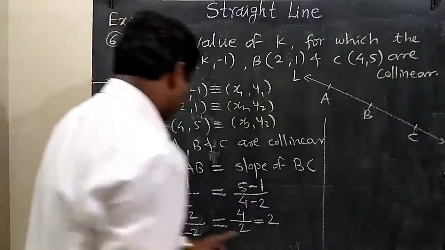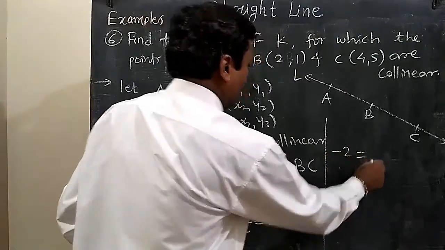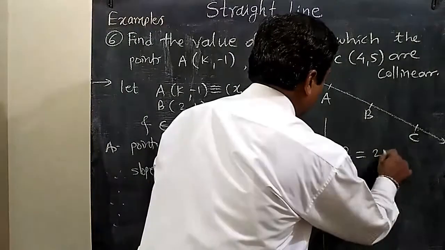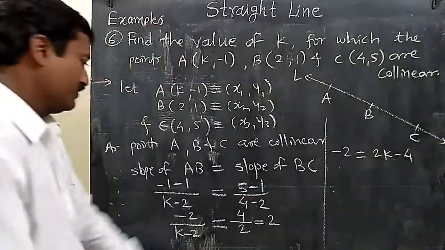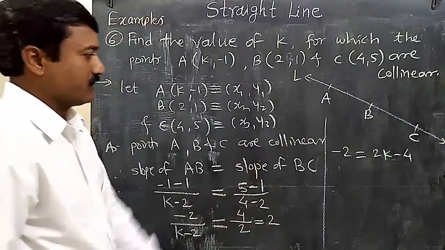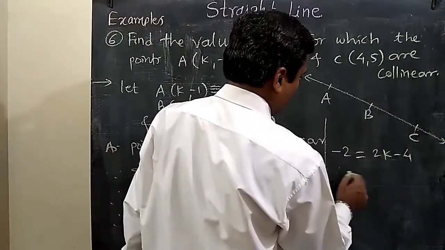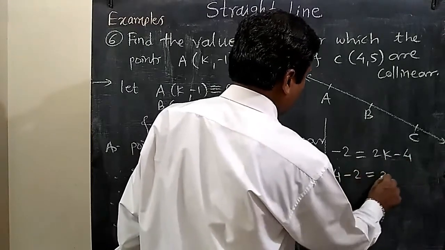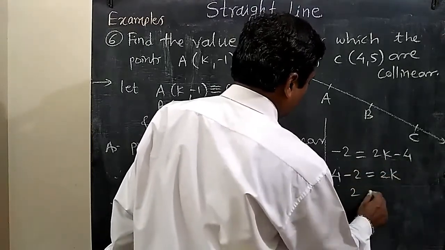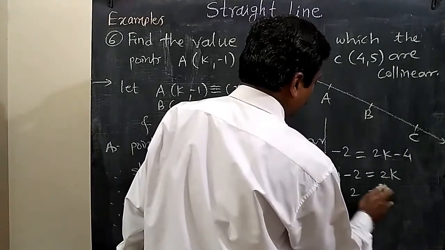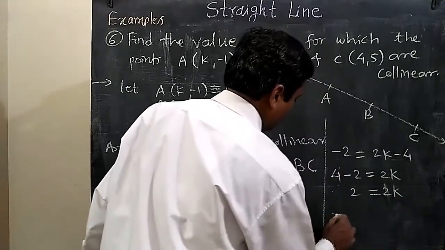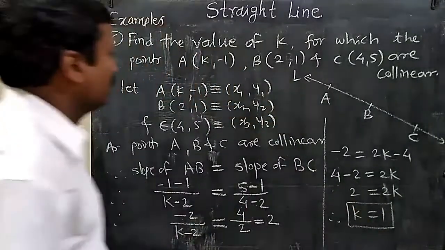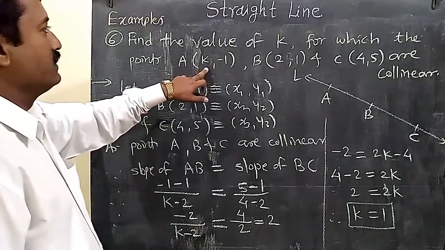So this gives us minus 2 equal to, multiplying this side by (k minus 2), (k minus 2) into 2, that is 2k minus 4. Take this minus 4 to the left, it becomes plus 4 minus 2 equal to 2k. This is 2 equal to 2k, and therefore k is equal to 1. So this is the value of the unknown k.